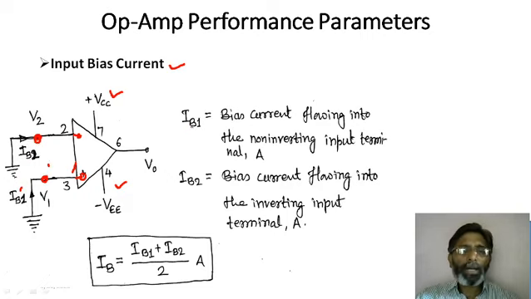Now what is input bias current? IB1 is the bias current flowing through the non-inverting input terminal in ampere. IB2 is the bias current flowing through the inverting input terminal in ampere, and the input bias current is basically the average value of these two currents, (IB1 plus IB2) by 2 ampere. So this is known as the input bias current. As I just told, for the ideal op amp, this input bias current IB should be 0. For practical op amp, it should be as small as possible.